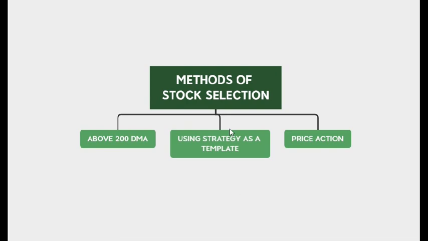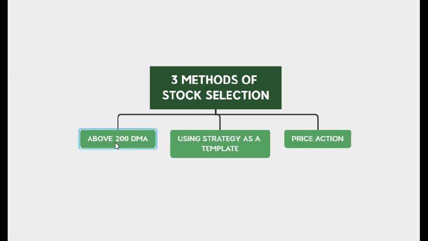So in this video, we will be looking at three methods of stock selection. The first one is that the stock has to be above the 200-day moving average in the daily candle. The second method is you'll have to use your strategy as a template. And the third method is price action. I'll be explaining all these three methods in a fair amount of detail, so please do stick with me.